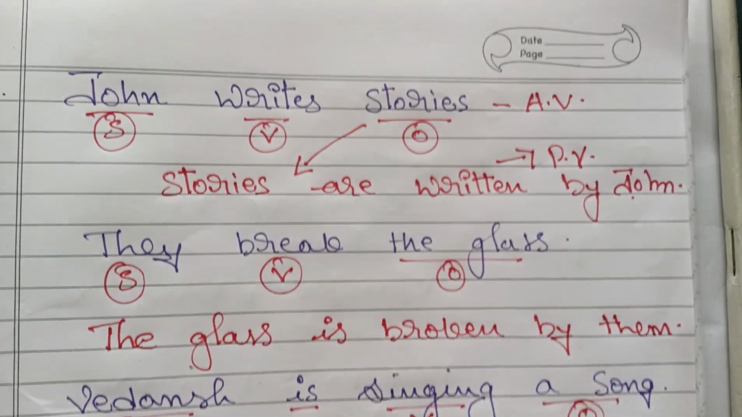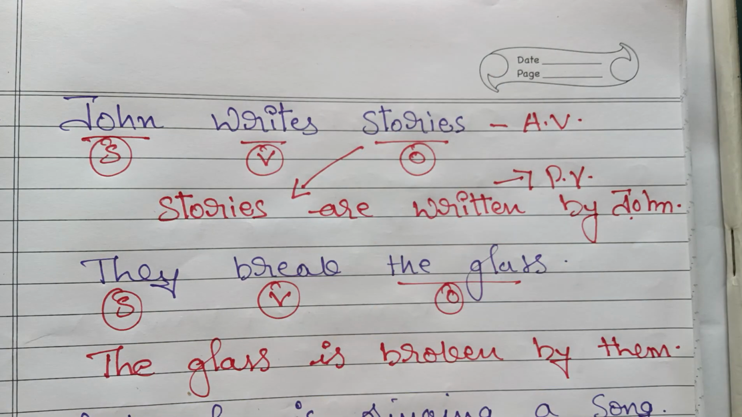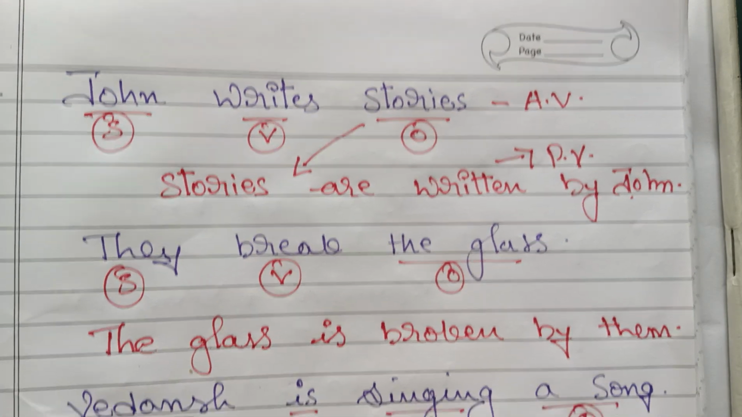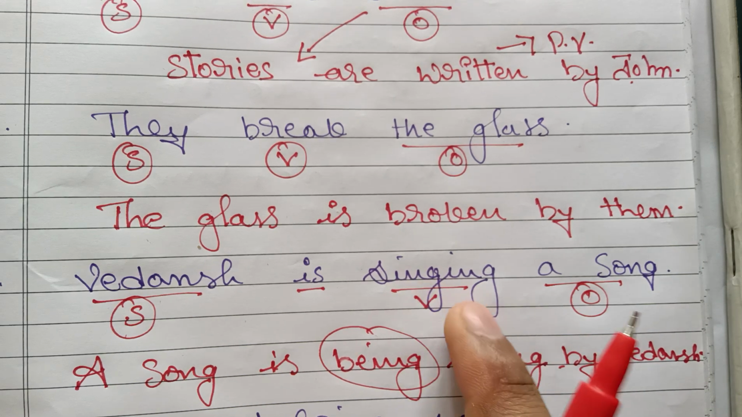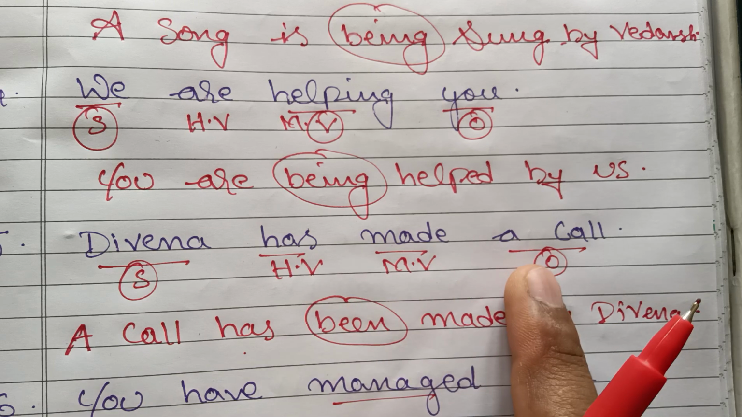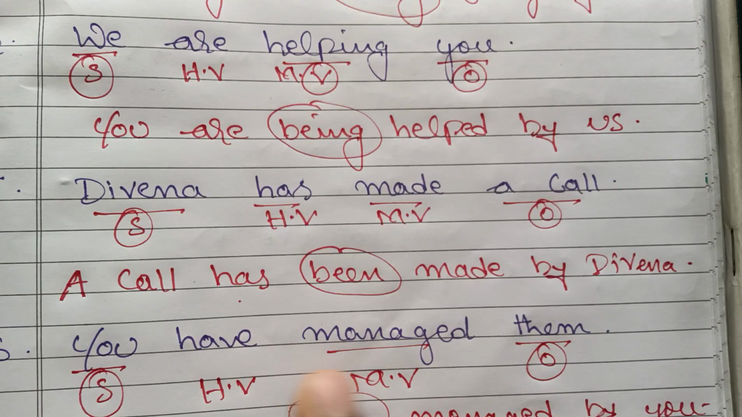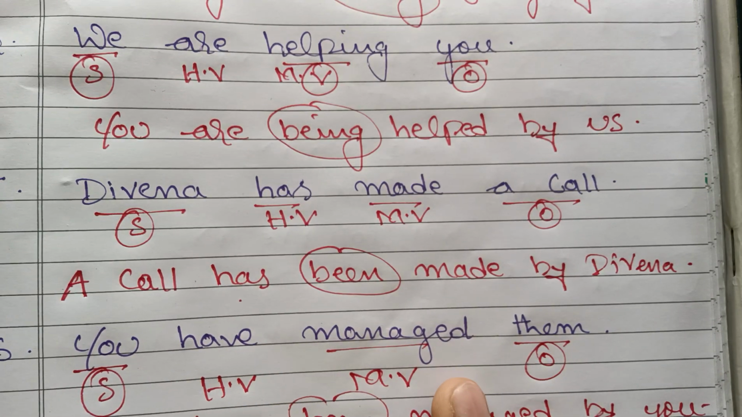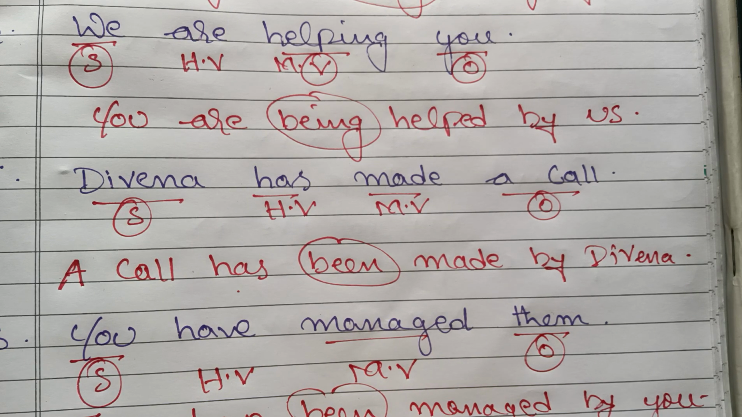Understand this. Simple present tense. Present continuous is "singing", "are helping". Present perfect is "has made", "have managed". Dear students, all that you need to understand are the basic rules: the tense, the verb, V3, "by", singular or plural. Then you can play a 20-20 match with this active and passive voice.